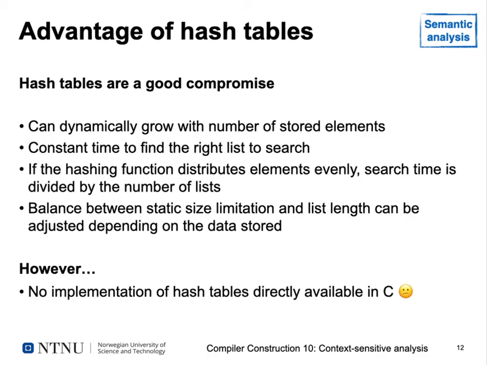Now, unfortunately, there is no implementation of hash tables that's directly available in C. We've already discussed why we should use C for implementing compilers, and this is one disadvantage of using C, because C doesn't have these higher level data structure or type abstractions for something like hash tables, which means that we would have to implement this on our own.